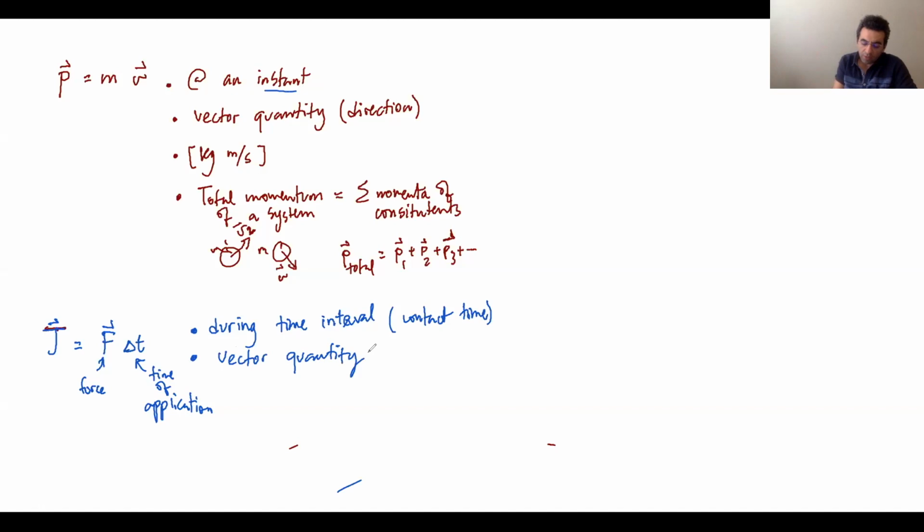It also has units of Newton seconds, which can be written as kilogram meters per second. So its units are Newton seconds or kilogram meters per second. They're the same thing, equivalent to each other. We've shown that.